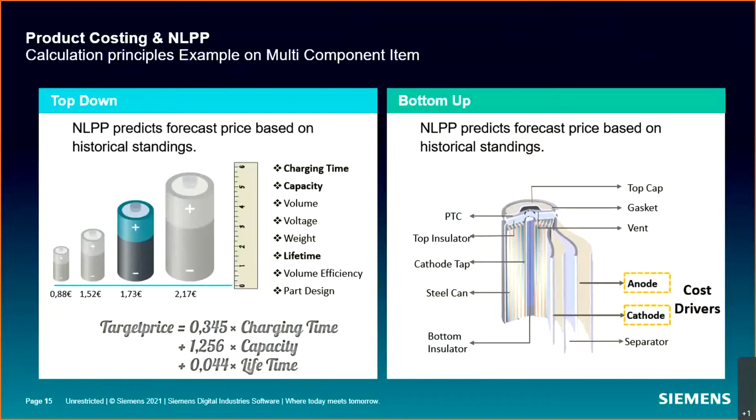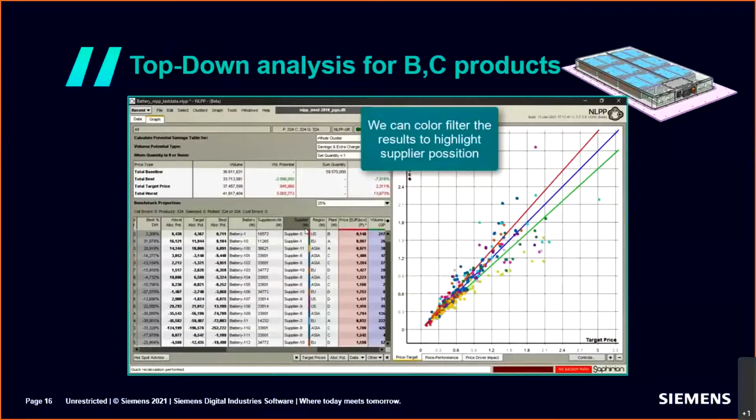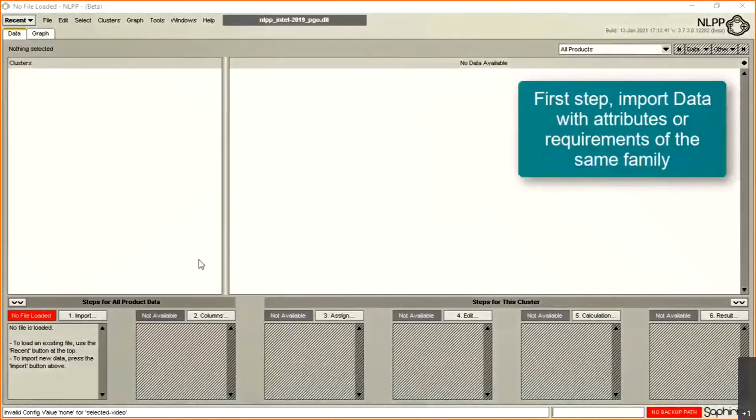And what NLPP will do for you is calculate, based on these attributes that you put in, a formula for predicting the target price. Yeah, or you can do the bottom-up, which we have on the right side, where you need to go fully bottom-up, which I will also show in an example. Yeah. So this is also a really nice target setting utilizing the top-down. So here for the demonstration, I will show for the first time, I'm really excited to do so, the NLPP solution. Yeah. So basically what we have in Siemens.